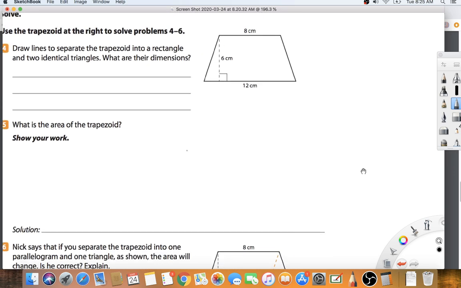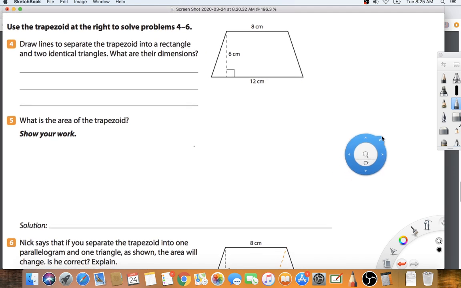Now, for question number 4, it says, use the trapezoid at the right side to solve problems number 4, 5, and 6. So it says, draw lines to separate the trapezoid into a rectangle and 2 identical triangles. So whenever we do a trapezoid, we need to separate it into 2 triangles. We separate it like this, because this rectangle here is now going to measure 8 by 6.